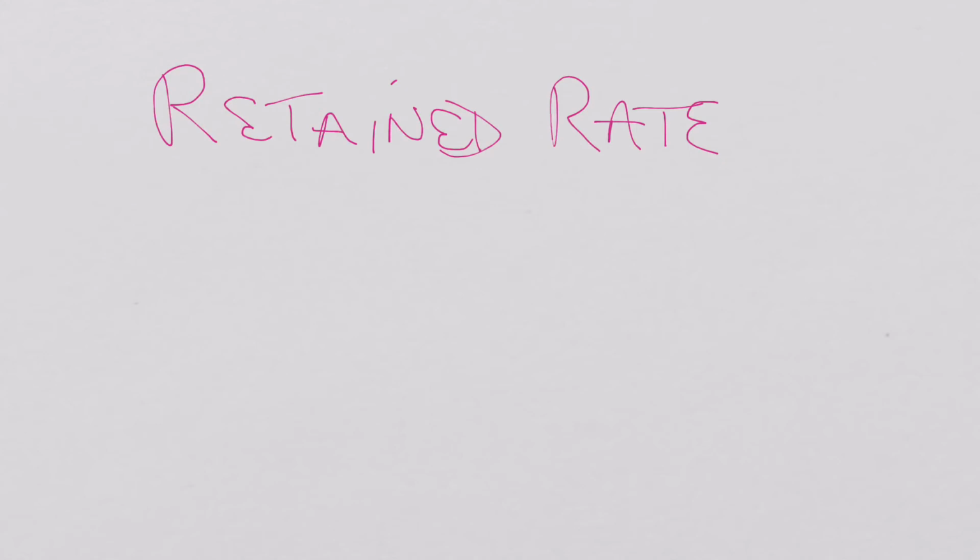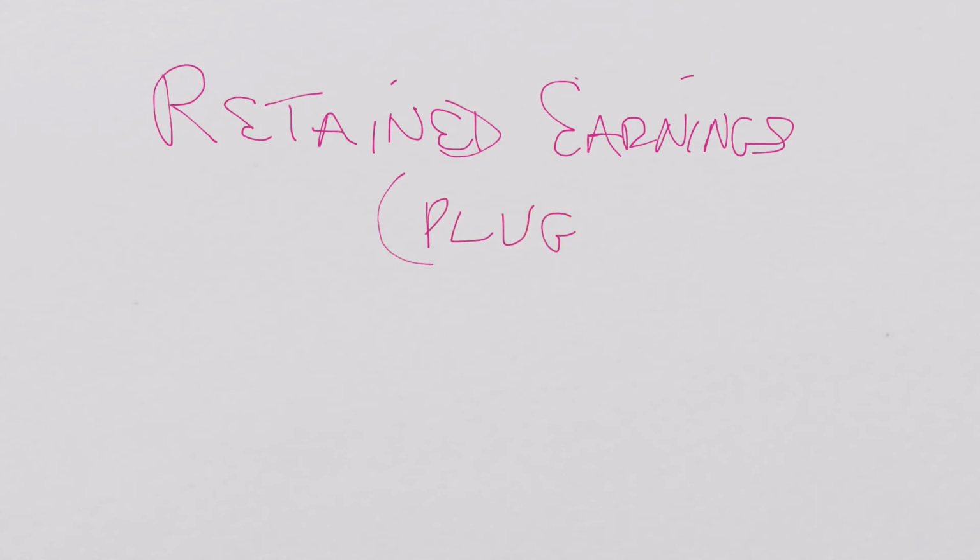I blew that a little bit. This should be retained earnings. What we'll do is in the retained earnings, it'll be what's termed a composite method. We'll just use it as the plug. We'll plug the balance through the retained earnings.